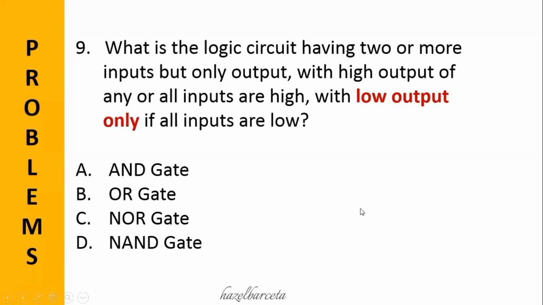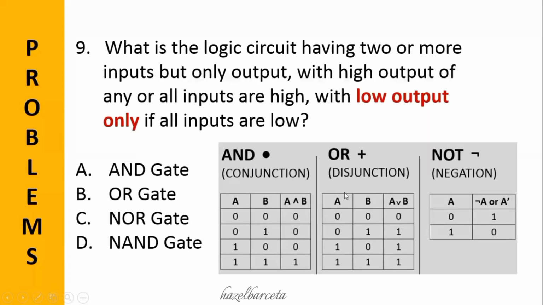But let's balikan po natin ang ating truth table. Low output only when all inputs are low. So this is OR. Pero meron pa po dito. Having two or more inputs but only one output with a high output if any or all inputs are high. High outputs with any or all inputs are high. Okay, so 1, 0, low output. The answer is definitely OR gate, letter B.